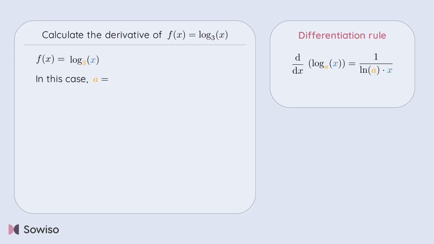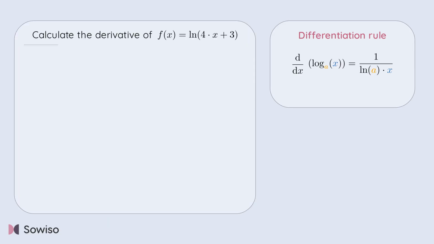We have the same form with a equal to 3, which means we can apply the differentiation rule and substitute a by 3. We obtain that the derivative of the logarithm of base 3 of x is equal to 1 divided by the product of the natural logarithm of 3 multiplied by x. This concludes our first example.